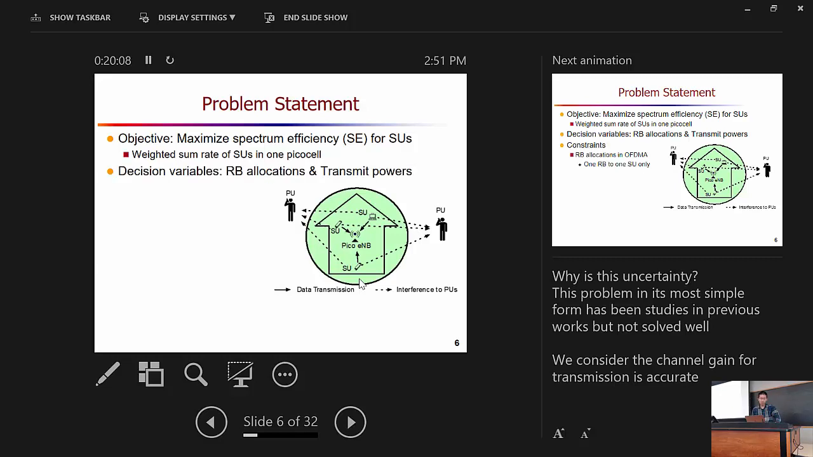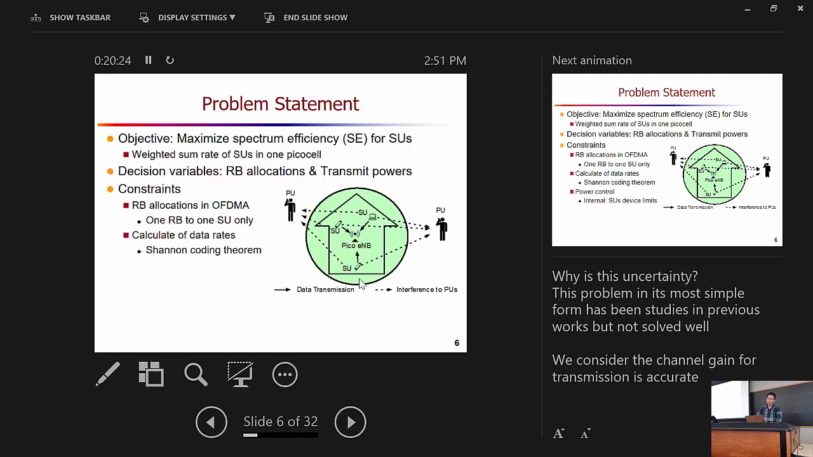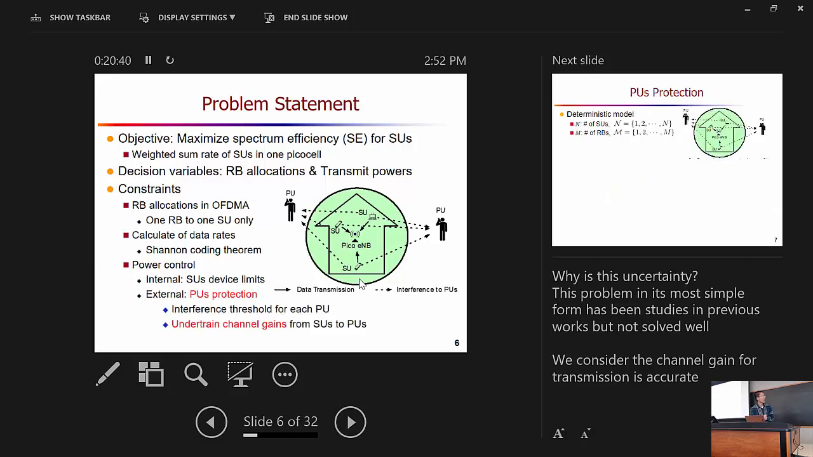The decision variables: we need to allocate the spectrum to the secondary users and then decide the transmit powers. Some constraints: with RB allocation in FDMA, one RB can be allocated to one user only. Then we calculate data rates based on the Shannon equation, the log two stuff. Everybody has heard that. For power control, there are two sets of constraints. One is internal, because your cell phone cannot transmit infinite power. There is a device limit for each secondary user. The other is external: you need to protect the primary user itself. You need to maintain the interference threshold for each primary user.